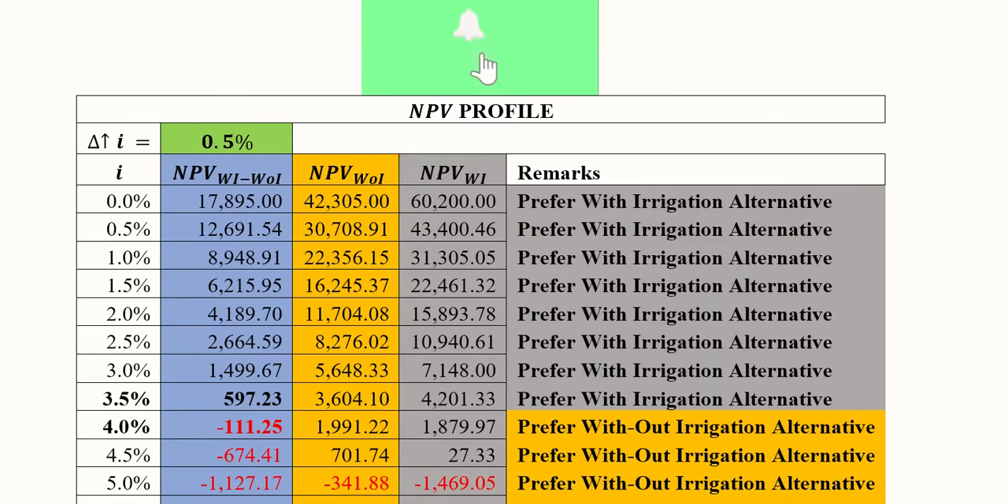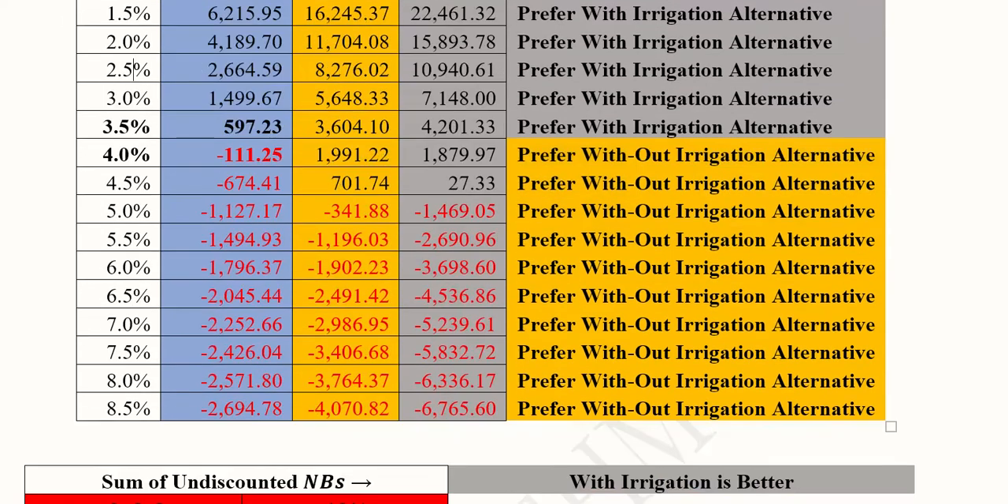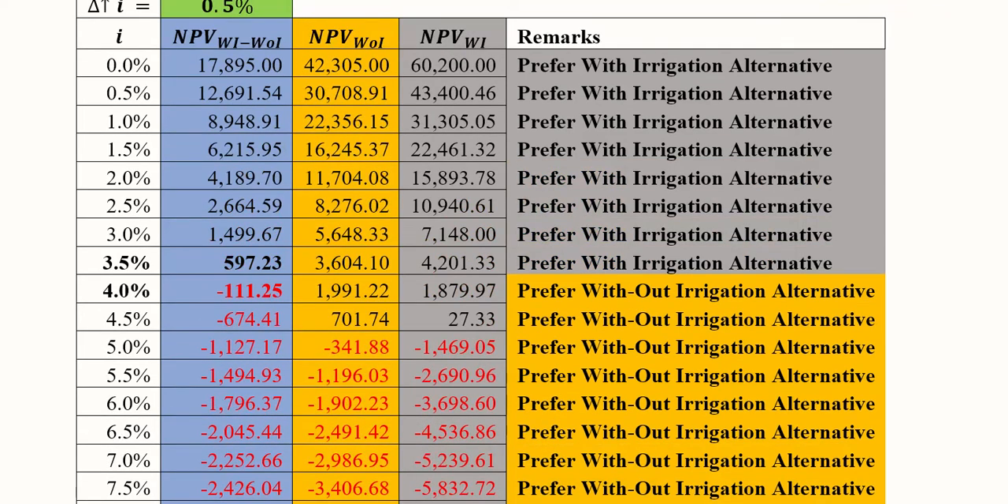For that we will develop the NPV profile. We have taken the difference of the discount rate, which is 0.5%, so 0, 0.5, 1.5, 2, 2.5 and it goes on up to 8.5. So this is the differential NPV column in which we have mentioned the NPVs after differencing the two columns, and these are the without and with NPV columns.